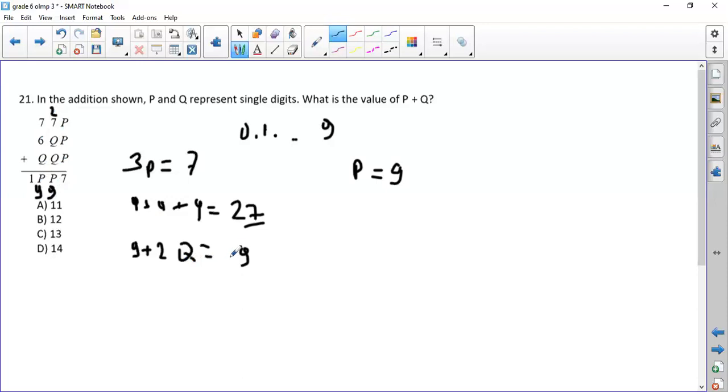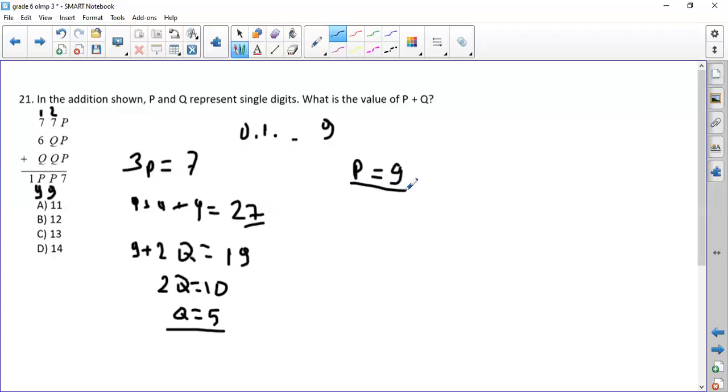Now I have to check if the sum 19 is possible. So 2Q will be equal to 10, since 19 minus 9 is 10. Q will be equal to 5. Let's check if this is true for 5. So 9 plus 10 is 19, so I have 1 here. 13, 14 plus 5 again is 19. So this result is true. So Q can be 5 when P is 9.